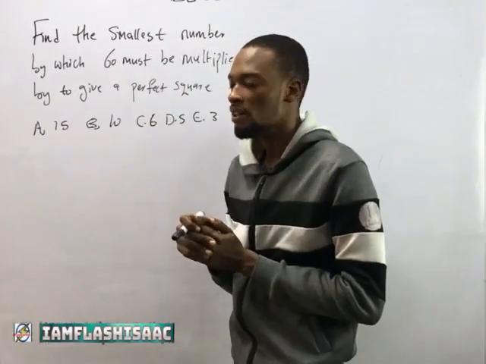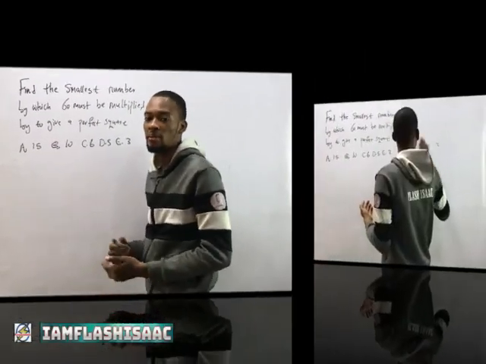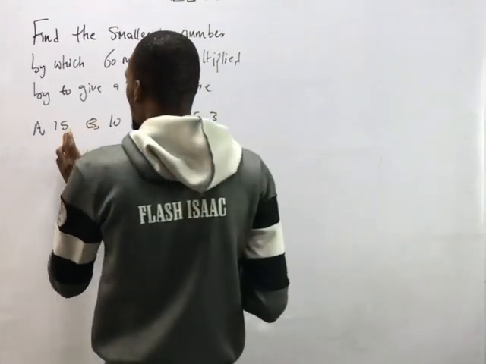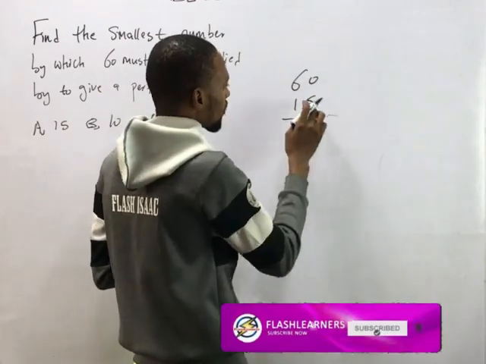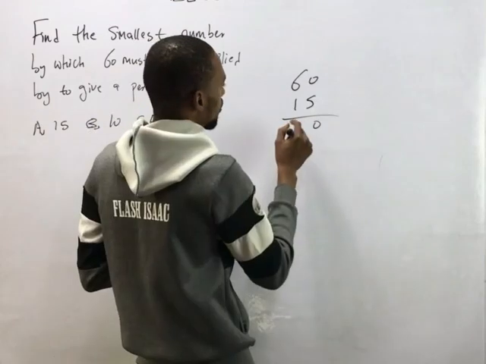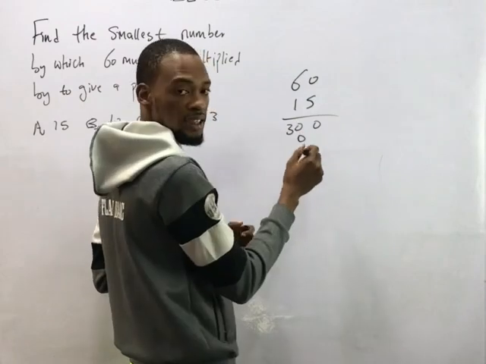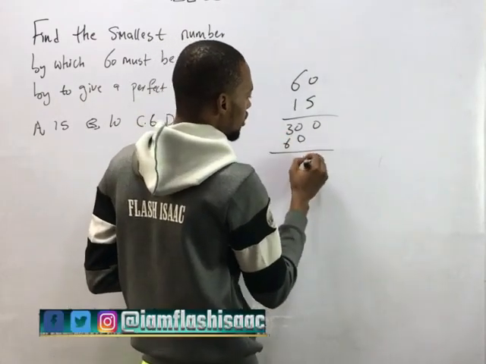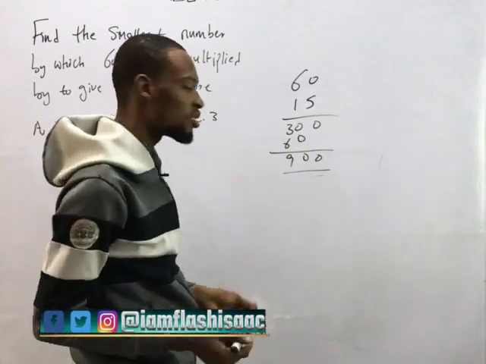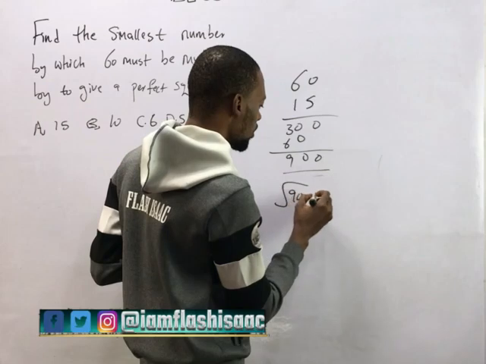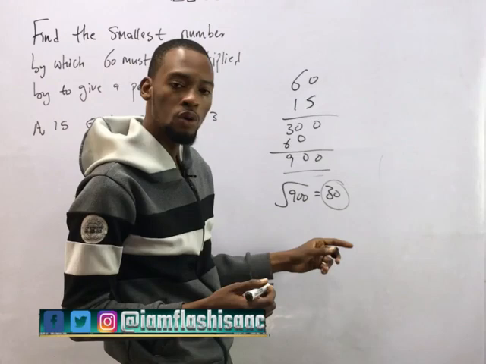Find the smallest number by which 60 must be multiplied to give a perfect square. If we say 60 times 15: 5 times 0 is 0. 5 times 6 is 30, right? So we have 30. Then you come here. 1 times 0 is 0, right? 1 times 6 is 6. So this is 900. So 60 times 15 will give you 900. And what is the square root of 900? It will give you 30.